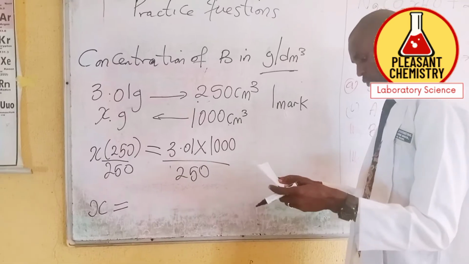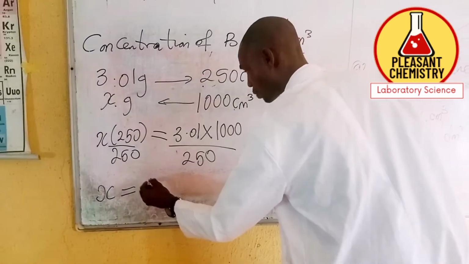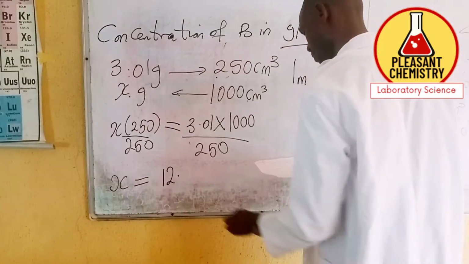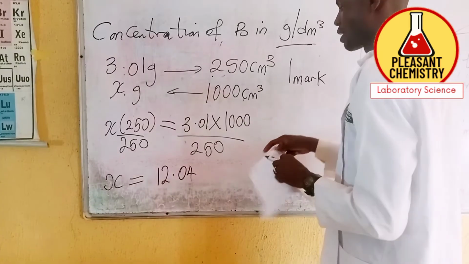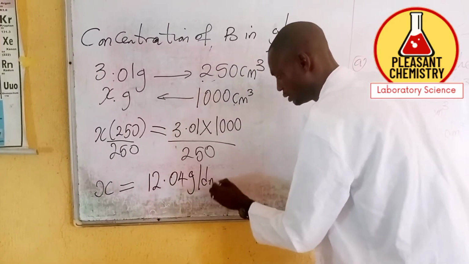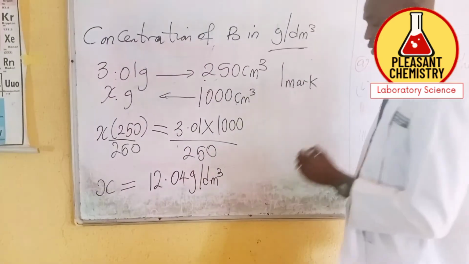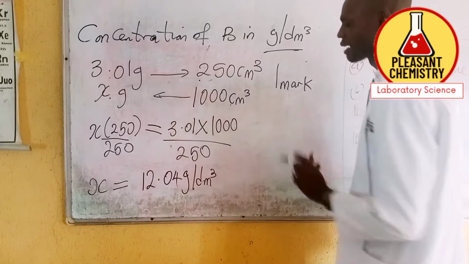what's your answer? If you press your calculator, which answer did you get there? If you press your calculator, you are going to have 12.04 gram per dm cube.